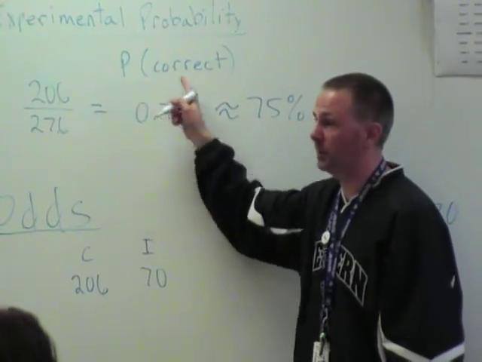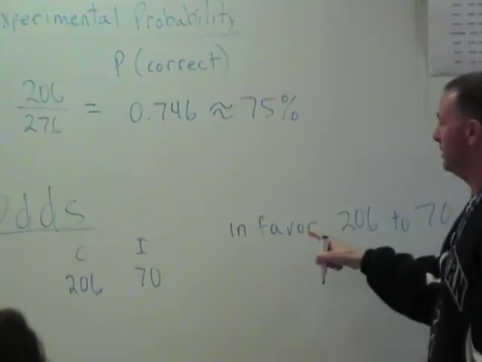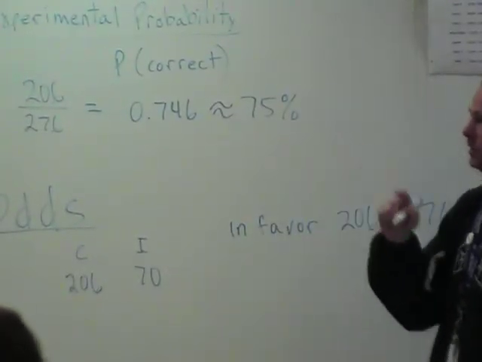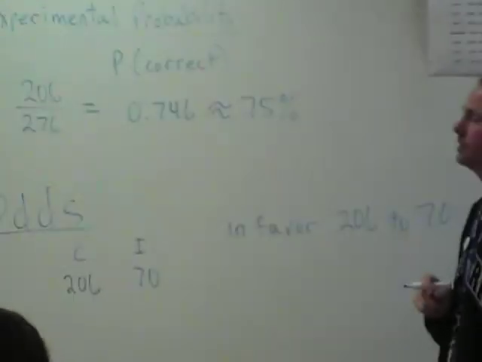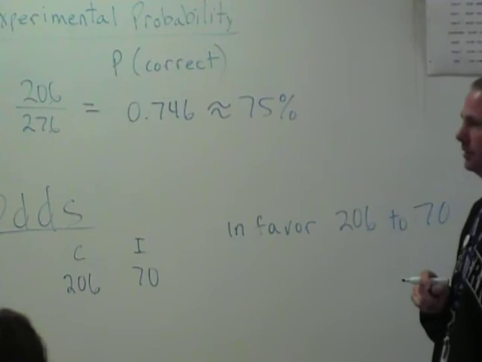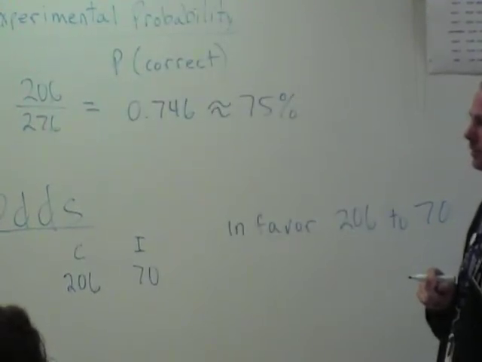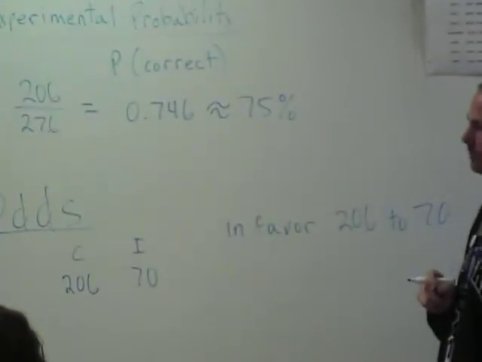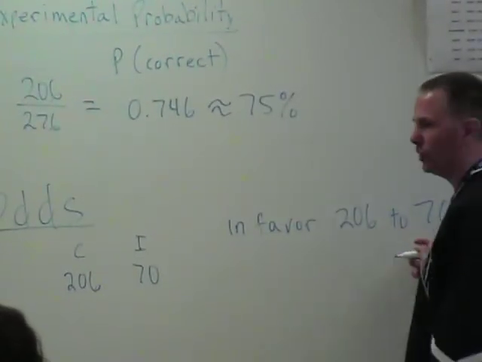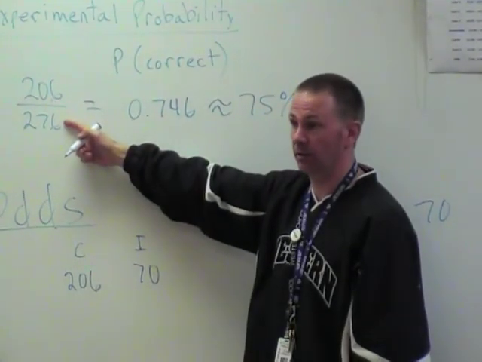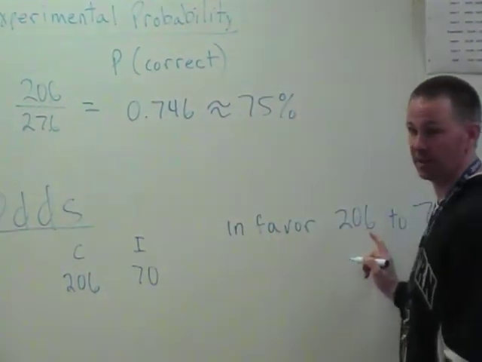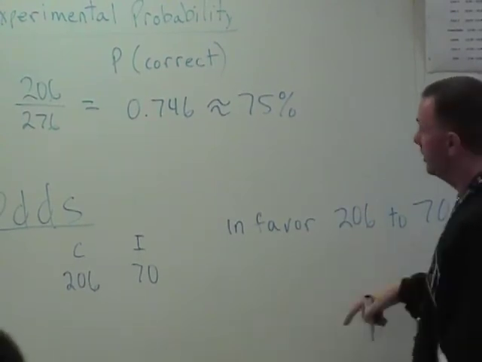So this was the probability of getting a correct order. This is the odds in favor of getting a correct order. What's the difference? The experimental probability is out of the total. All probabilities are out of totals. Because the odds is the incorrect or the correct. There's not a total here, as far as having the total of everything, incorrect and correct. This one does not do incorrect to correct.